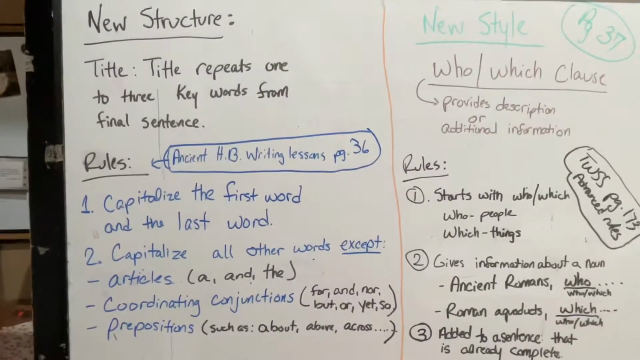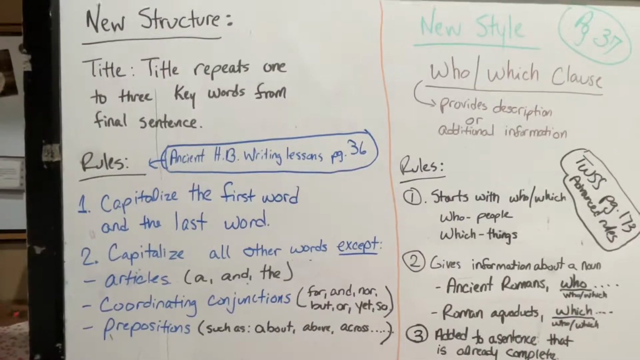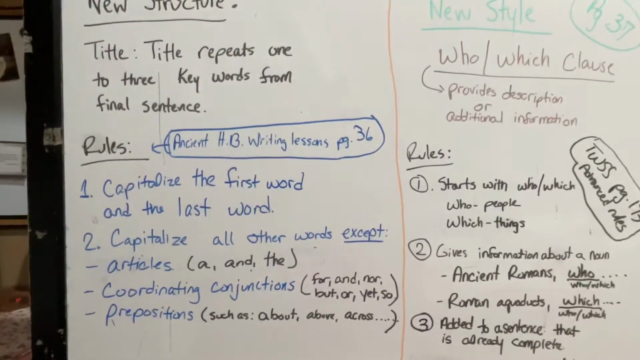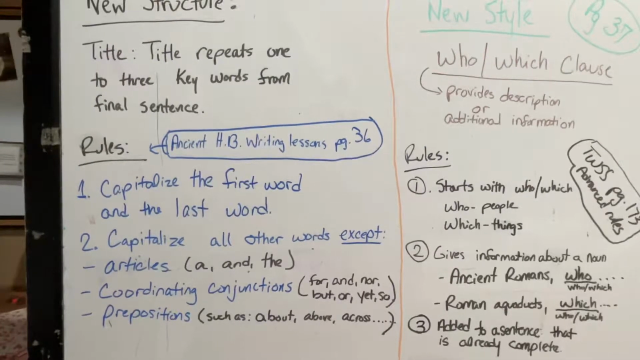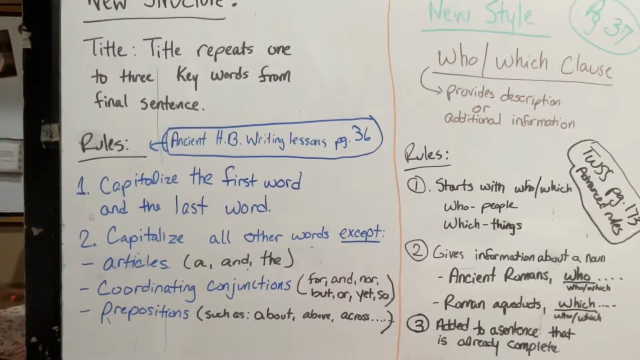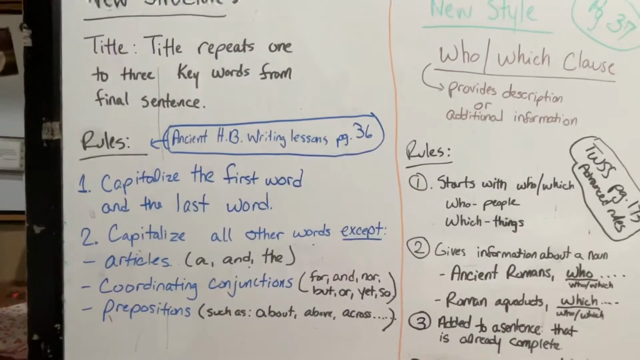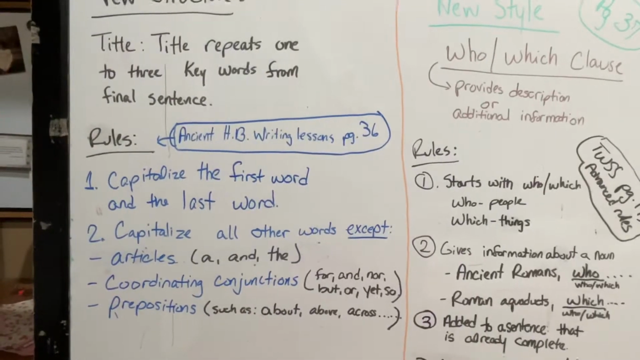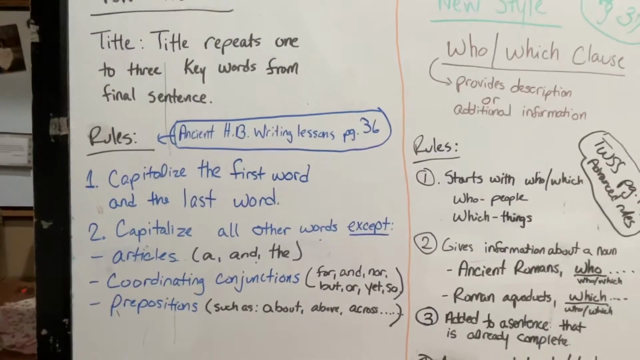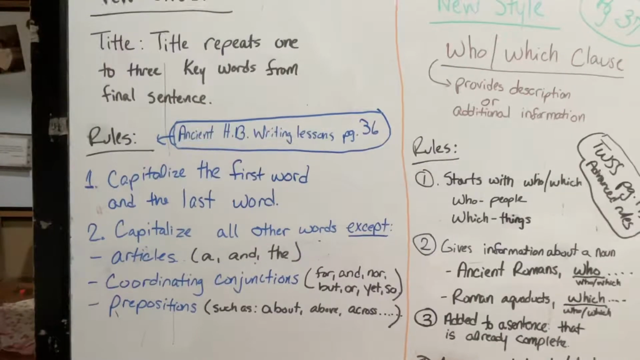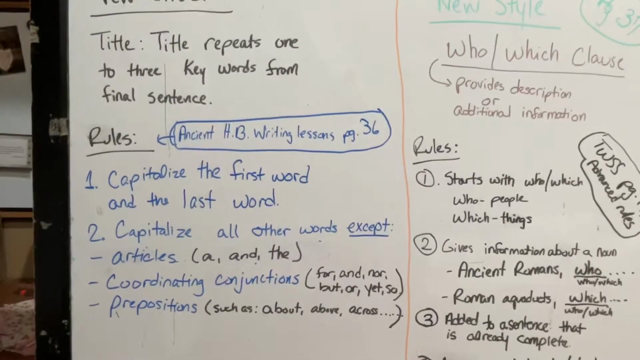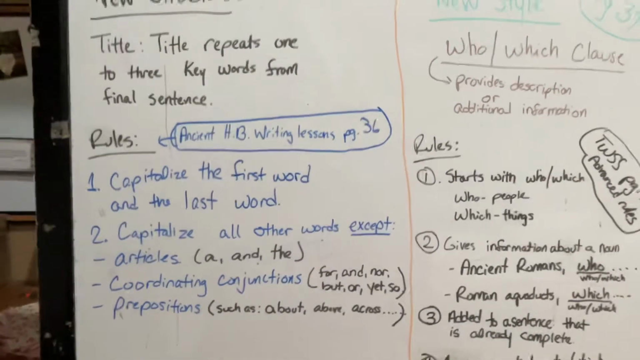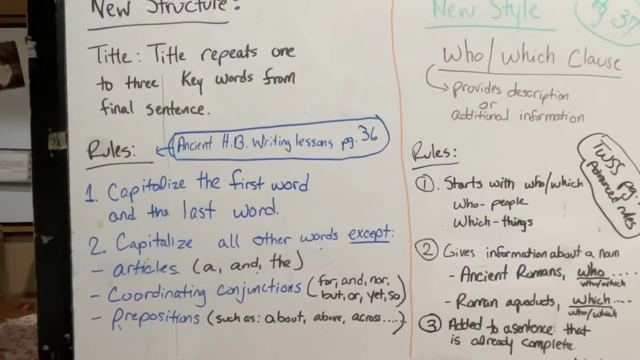So the rules, which you can find on page 36 of your Ancient History-Based Writing Lessons, are these. First, you have to capitalize the first and the last word in your title. Second, you will capitalize all other words except articles (a, the), coordinating conjunctions (for, and, nor, but, or, yet, so, the FANBOYS), and prepositions, such as about, above, across, you know what I mean.